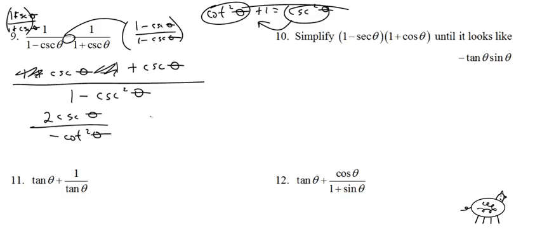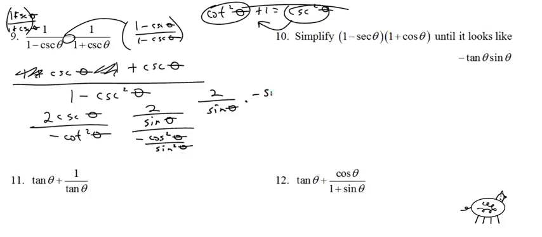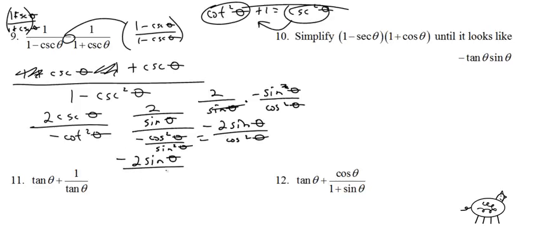Okay, then I'm going to write in terms of sines and cosines. So this is 2 over sine of theta divided by negative cosine squared of theta over sine squared of theta. Okay, so no big deal. 2 over sine of theta times the reciprocal, negative sine squared of theta over cosine squared of theta. So that cancels with that, and I wind up with just negative 2 sine of theta over cosine squared of theta.